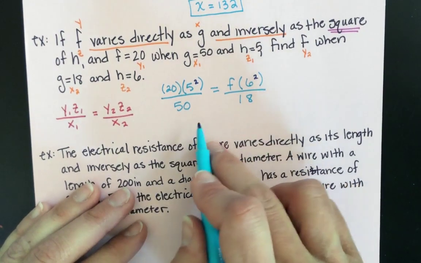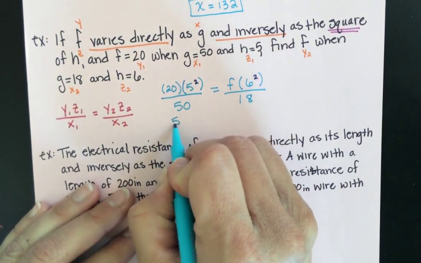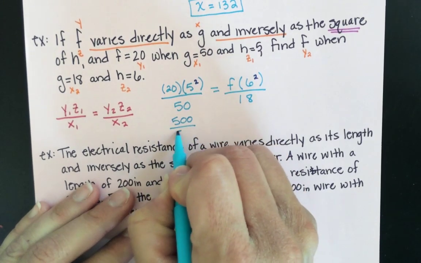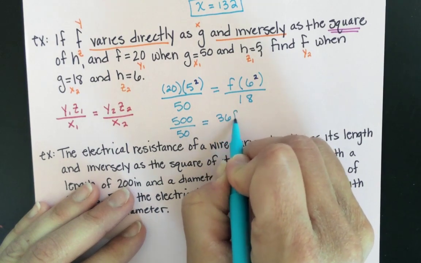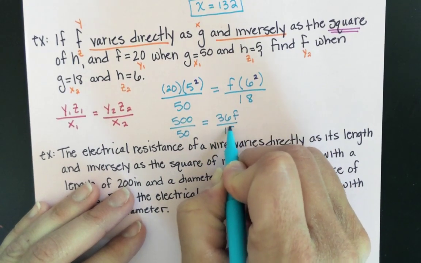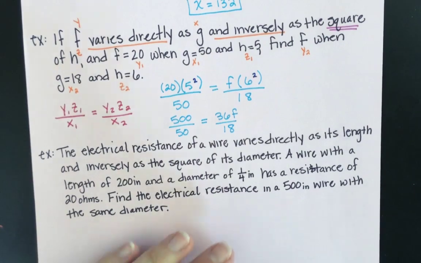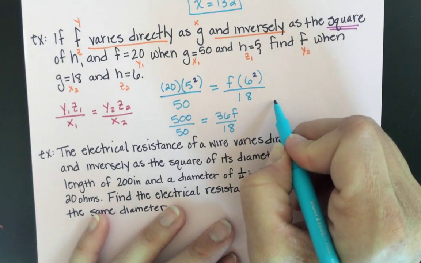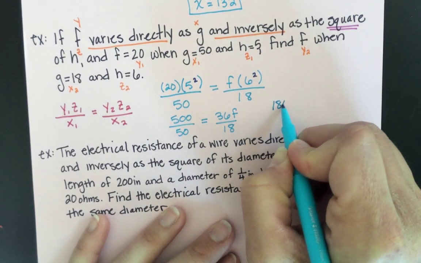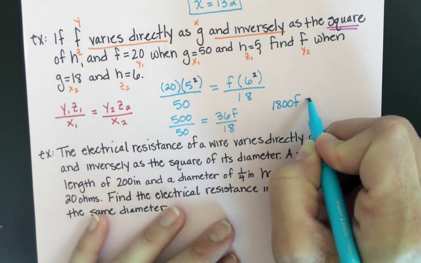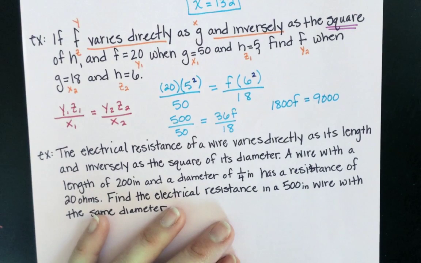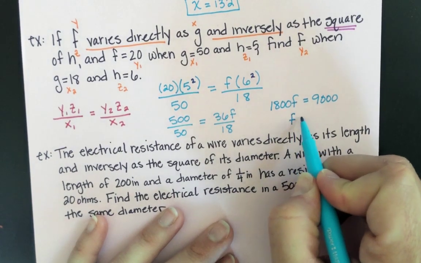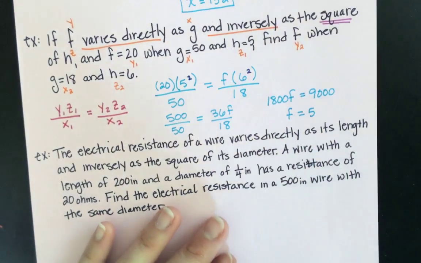Cross multiplying, I'll simplify first. And then when we cross multiply, you do end up with 1800F equals 9,000. So F is 5.